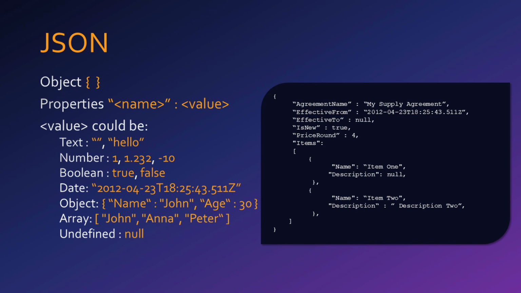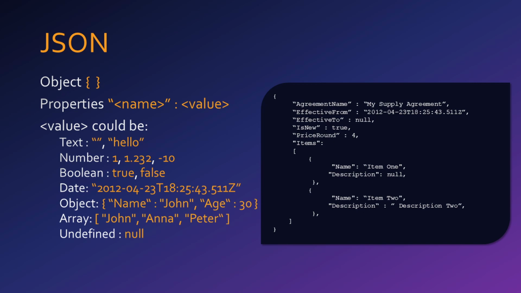Let's look at a more complete example, which is listed on the right-hand side. First, notice that the JSON document always starts with a curly brace, indicating that this is an object. This object contains an agreement name as text, 2 effective dates, a Boolean property indicating whether the proposal is new, a price round number, and finally an array of objects, called items, each with a name and description property. Note that the effective to value is null, indicating that it is undefined.